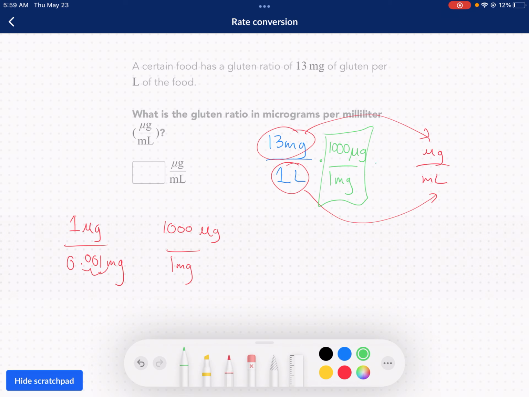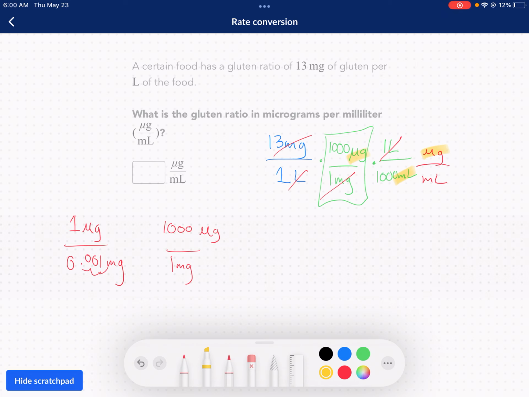Now I need the milliliters. I want milliliters to end up in the bottom, so I'm going to have to put liters on the top. 1 liter for every 1,000 milliliters. Milli means 1,000, so I knew that one. Wasn't sure about micro. Now this is all good, and the reason is if you look here, we're going to be canceling milligrams with milligrams, and we're going to be left with micrograms in the top. That's what we want. We're going to be canceling liters with liters, and we're going to be left with milliliters in the bottom. Just wanted to clear that up.